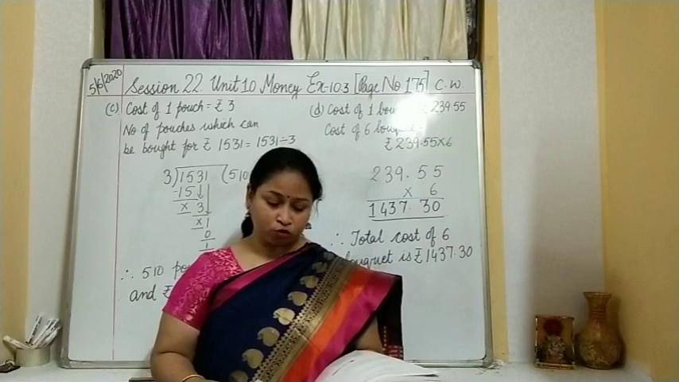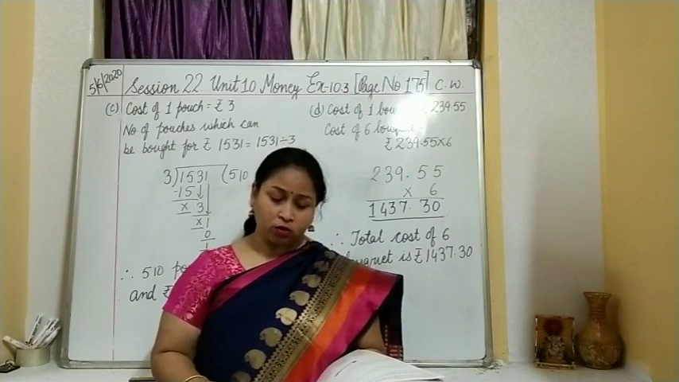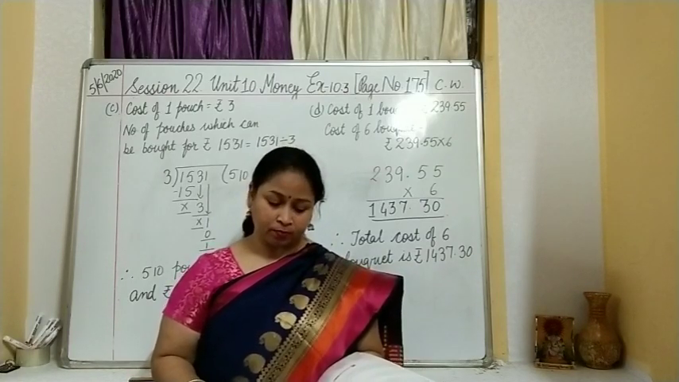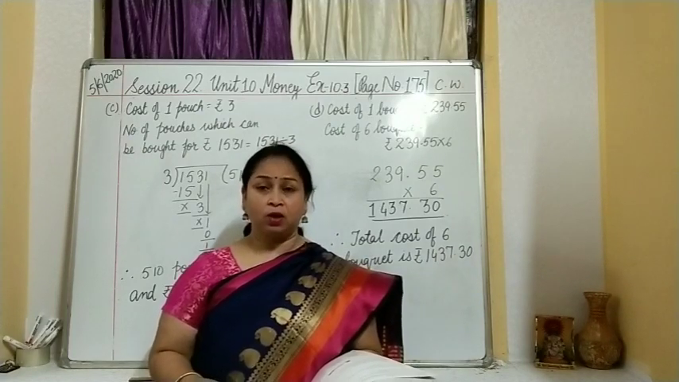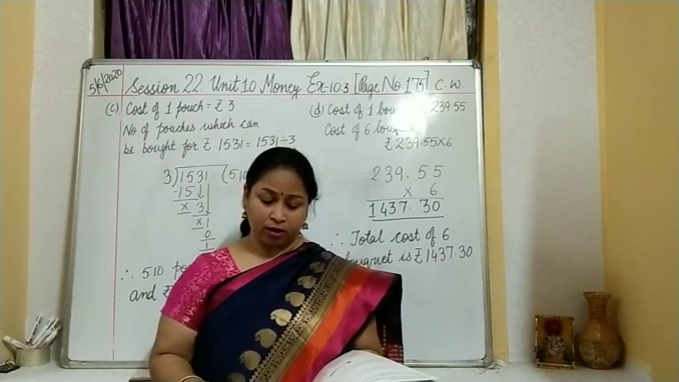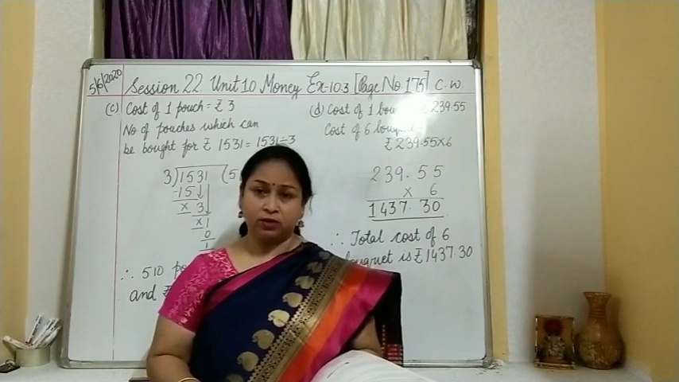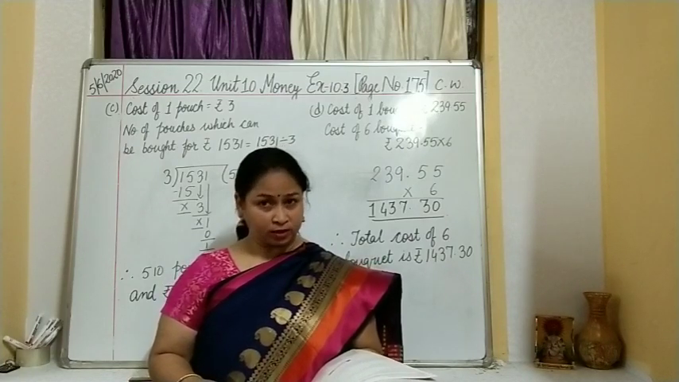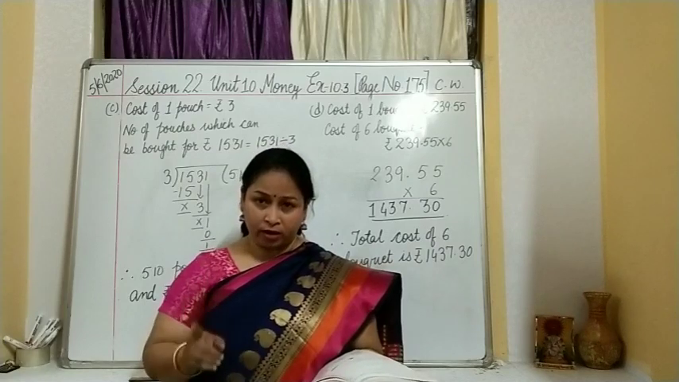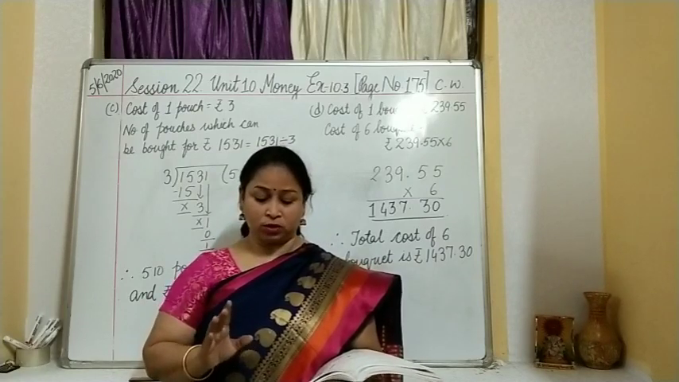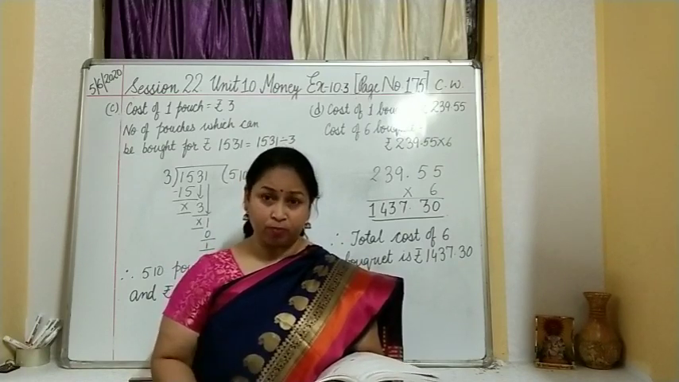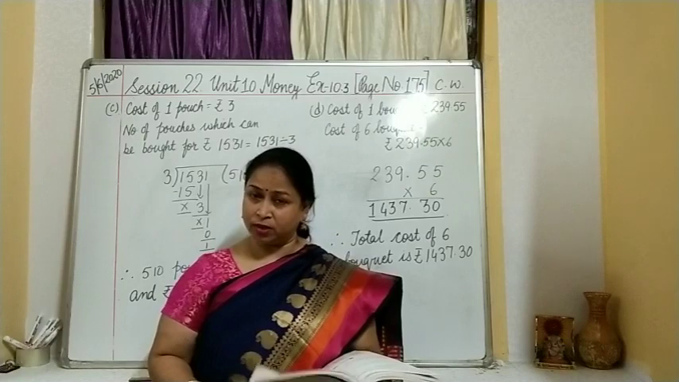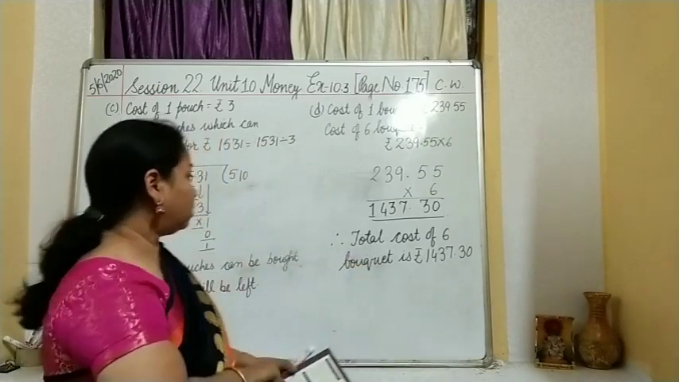So you are left with two more questions. One sauce pouch costs rupees 3. How many sauce pouches can be bought for rupees 1531, and how much money will be left? Okay. So for this, what we have to do? Once again, shall we read the question? One pouch of sauce costs rupees 3. So how many pouches can be purchased for rupees 1531? That means we need to divide it.